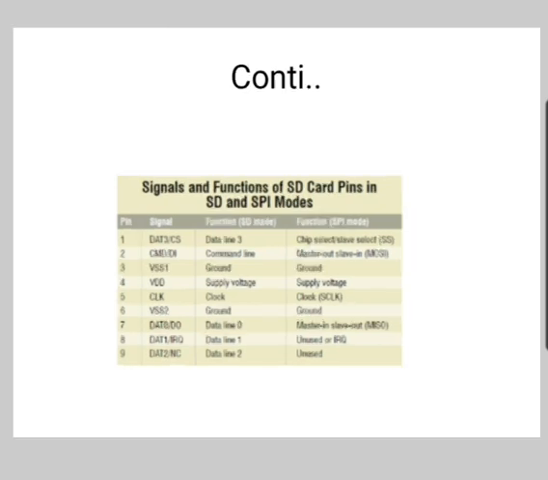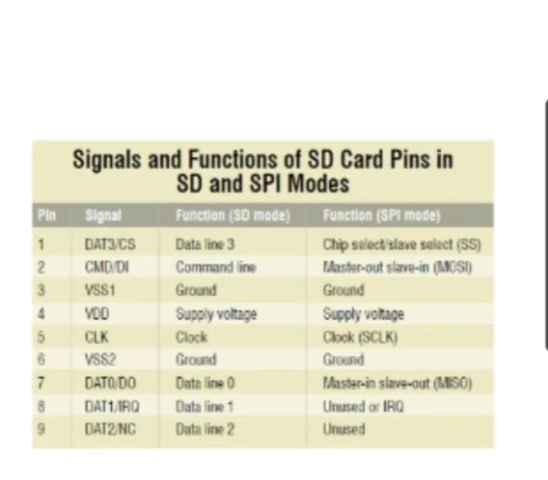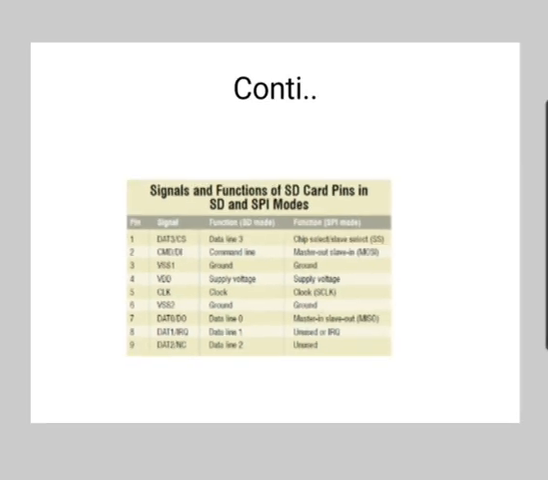Now the signals and the functions of the SD card pins in SD and SPI mode. The first signal is DAT3/CS, that is data line 3. Its function is chip select or slave select. Next is CMD, that is command line. It is master out slave in.